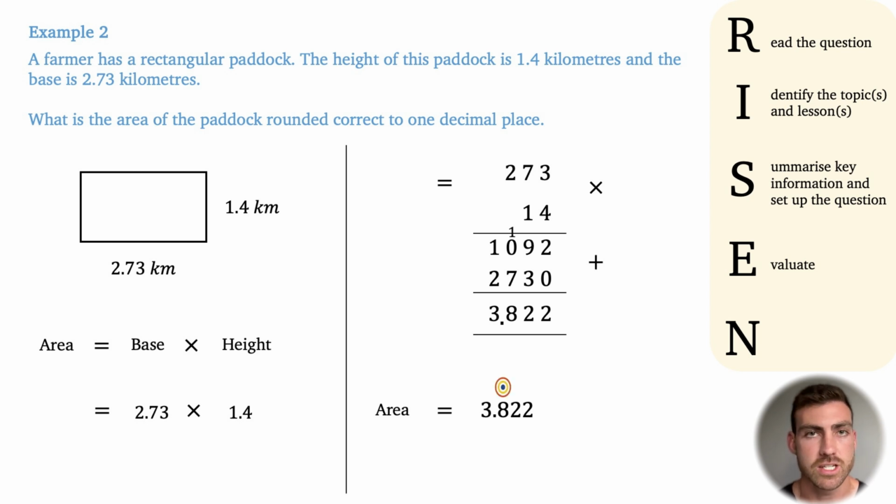8 is our target digit. We check the digit straight after. It is lower than 5, so our target digit remains the same, giving us an area of 3.8 kilometer squares. Now, checking our answer, we can do this by rounding our original measurements to whole numbers and see if our answer is close to this, which it is.